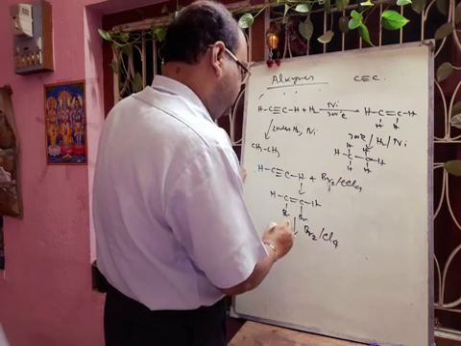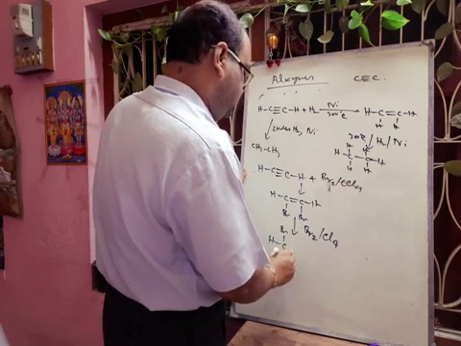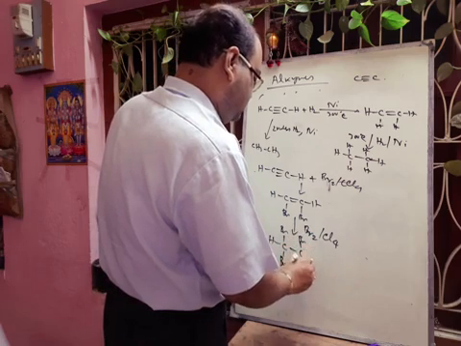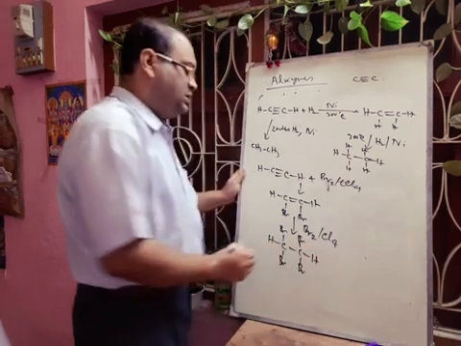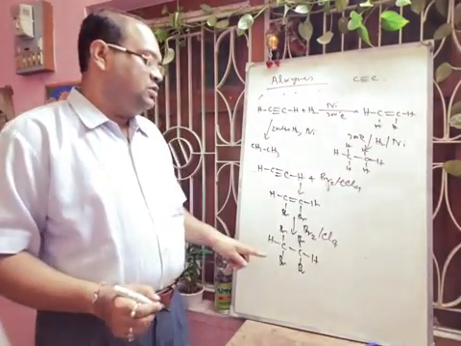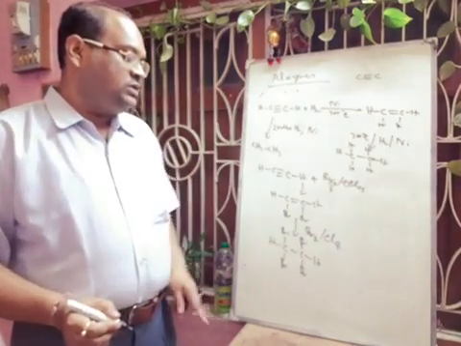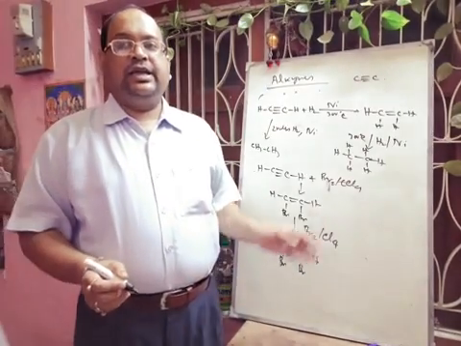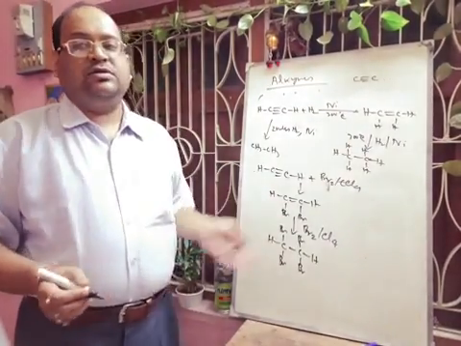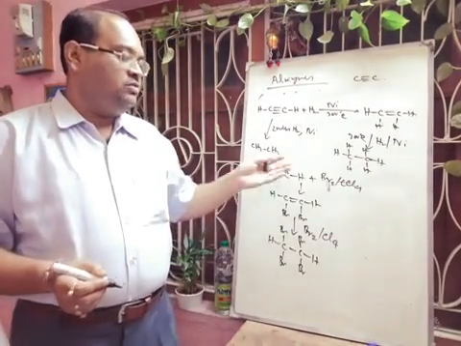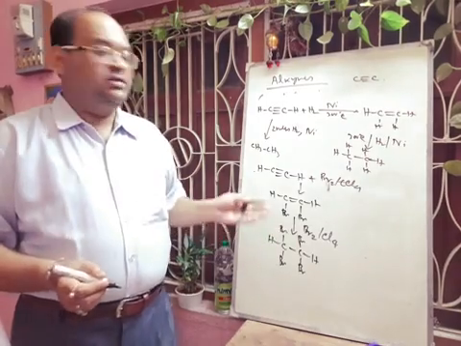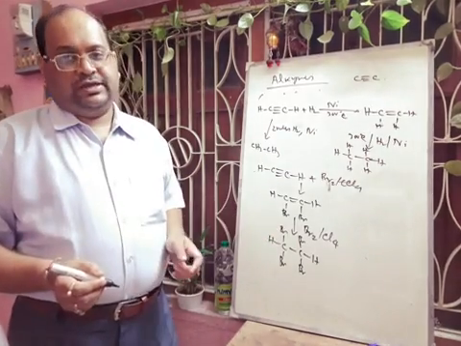Then you will get tetrabromoethane. This one is 1,1,2,2-tetrabromoethane. So this type of compound you will get. In case of chlorine in carbon tetrachloride also there will be addition of 2 moles of chlorine, and you will get 1,1,2,2-tetrachloroethane.